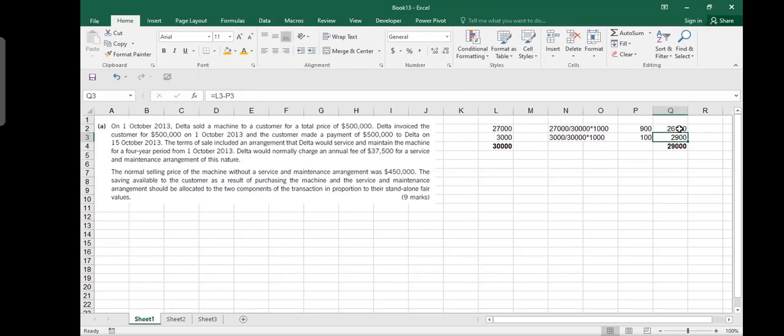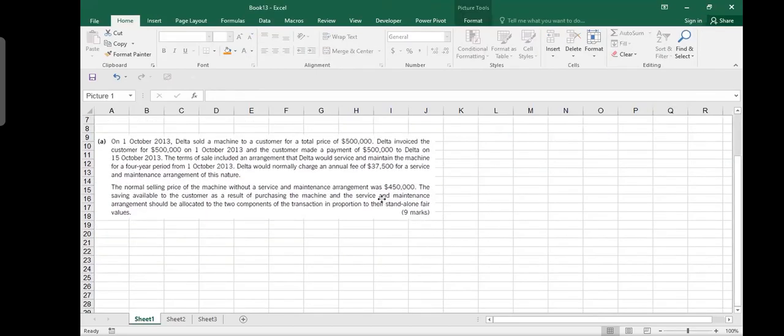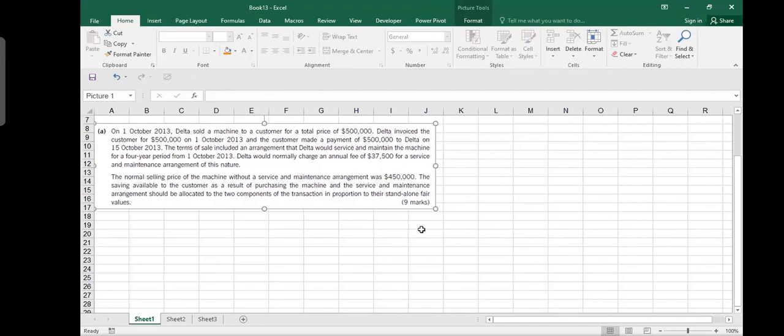Now what we need to do is apply it in a question. This is quite an interesting question. Let's read it together. The requirement you do not see here because there were several parts A, B, C, D. The requirement was to show the treatment in the financial statements. So I'll read the question and we will mark the question together.